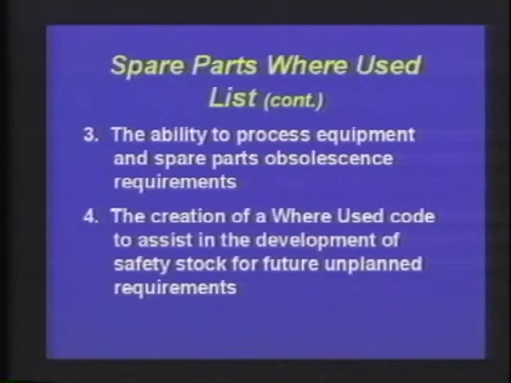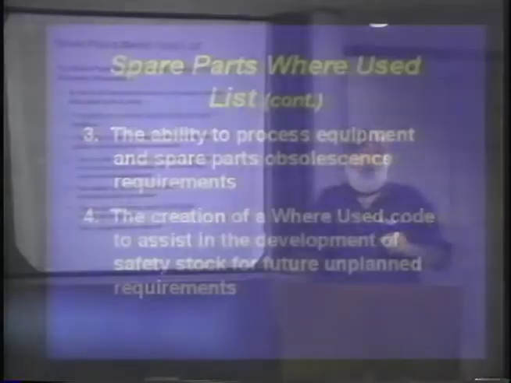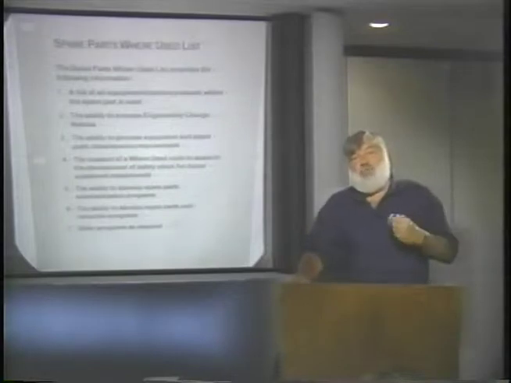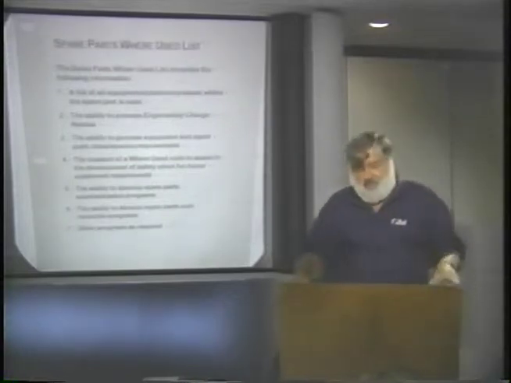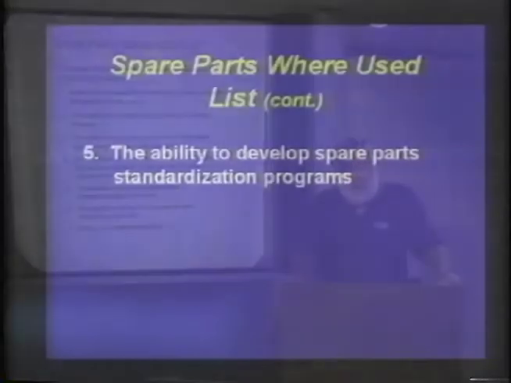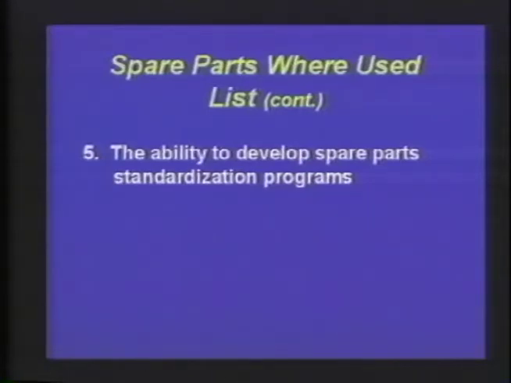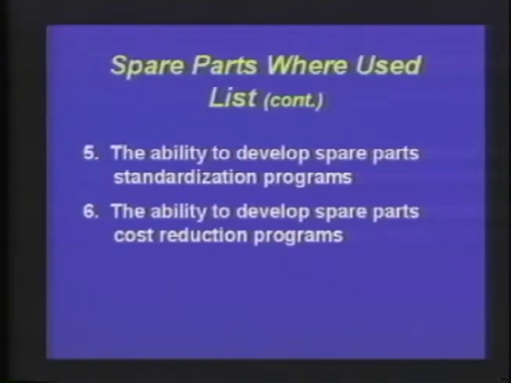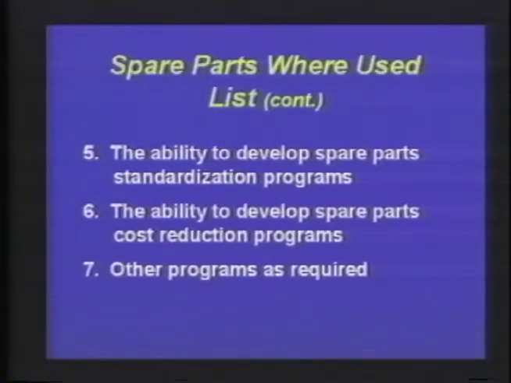That code is a numeric number, and it is used by inventory management to develop safety stock for future unplanned requirements. If I reduce the numeric number by taking a part out of the where used list, it may have an impact on the inventory system. And that's what item 4 is addressing: the ability to develop spare parts standardization programs. Again, a byproduct of the where used list. The ability to develop cost reduction programs. And item number 7, what other applications do you think, as you go into the where used program, you need in order to expand the where used capability?